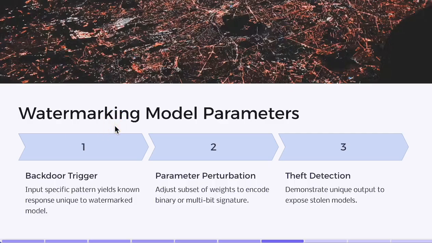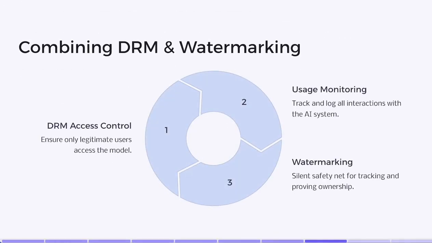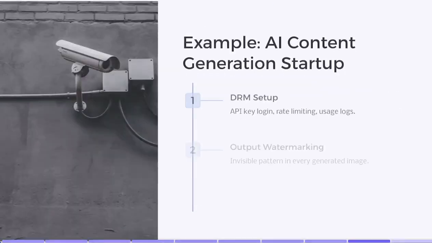Now, to put it all together, when you combine DRM-like approaches for usage control with watermarking, you get a robust solution. DRM ensures only legitimate paying customers or authorized users can access or query your model, and watermarking acts as a silent safety net. If an attacker somehow bypasses your DRM or copies outputs, you can still track and prove ownership. The outcome? A layered defense that keeps your intellectual property safe from unscrupulous actors and also provides legal evidence if you need to confront infringement. Let's walk through a quick example.